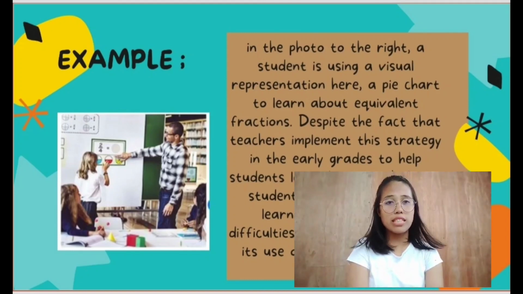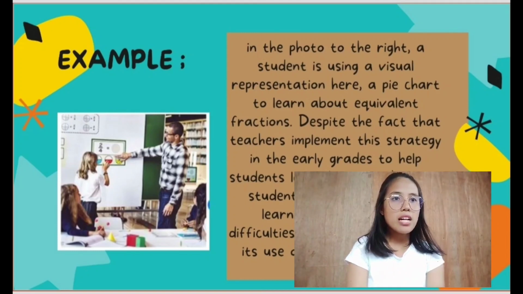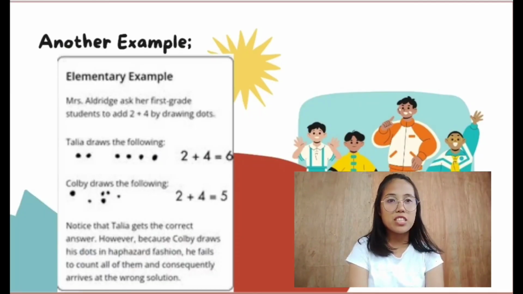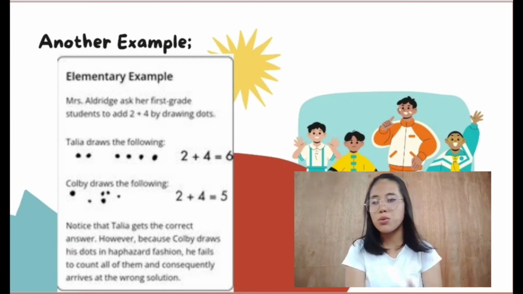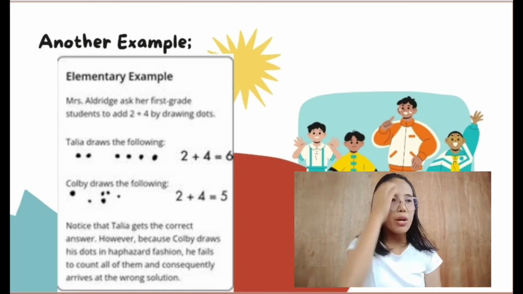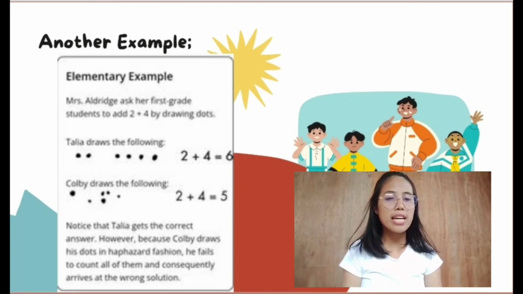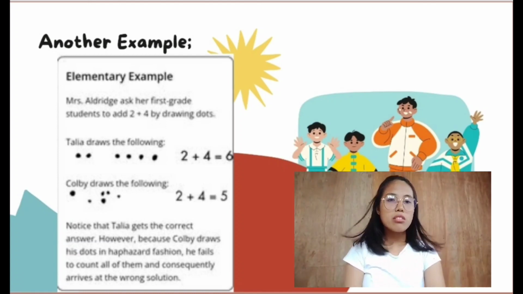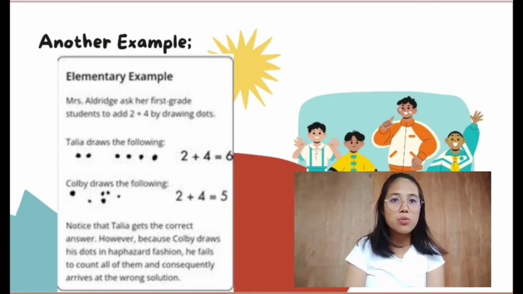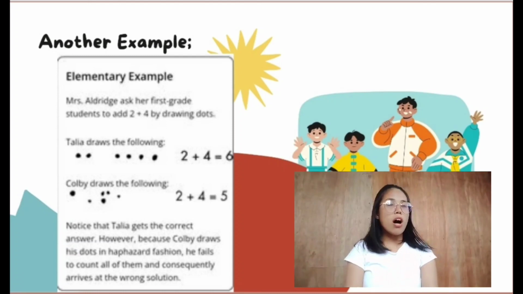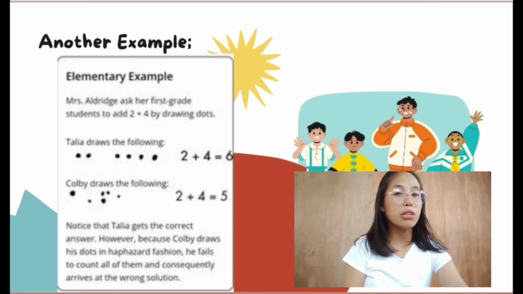Here is also an example. It is an elementary example. Mrs. Ulrich asked her first grade students to add 2 plus 4 by drawing dots. Yeah, it is like the manipulation of tools. We used items, we use fruits, anything. But this one is also a visual. We can use dots, we can use stars, we can use circles in teaching.